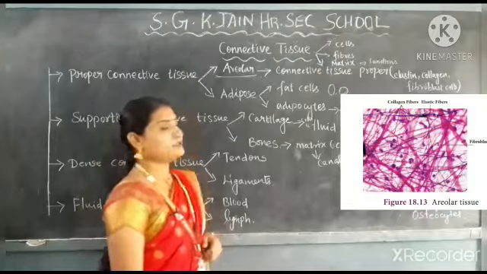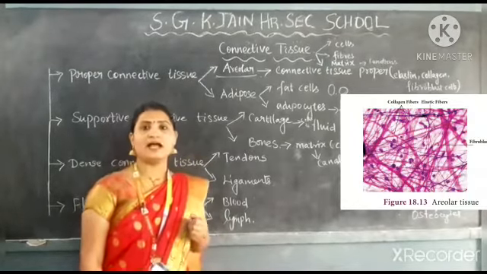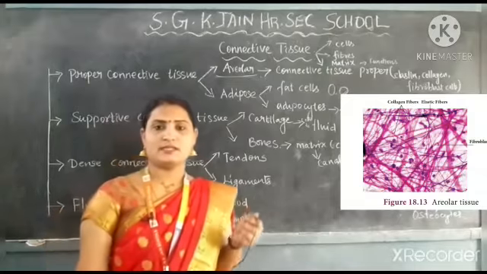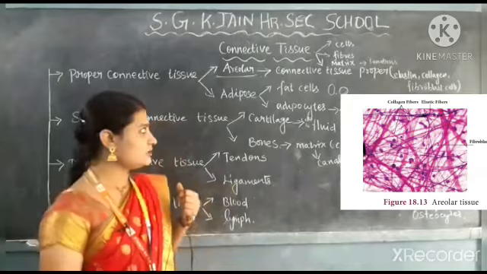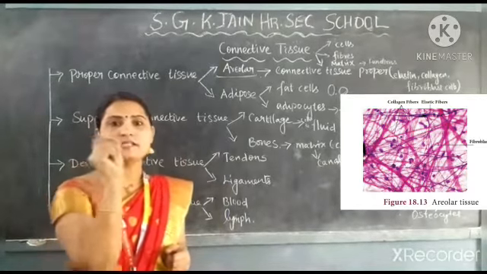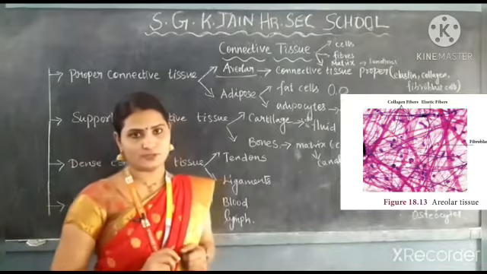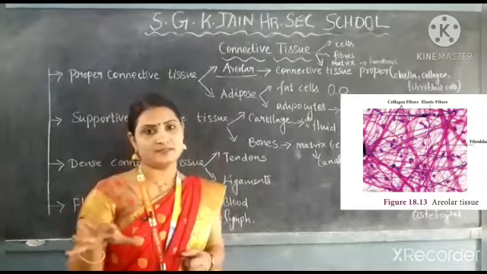Now I am going to teach you about connective tissues from class 9. See, this connective tissue is composed of cells, fibers and matrix. The cells, fibers and matrix are present in the connective tissues, and here the matrix is the main bulk substance of the connective tissues, and in that cells and fibers are scattered.